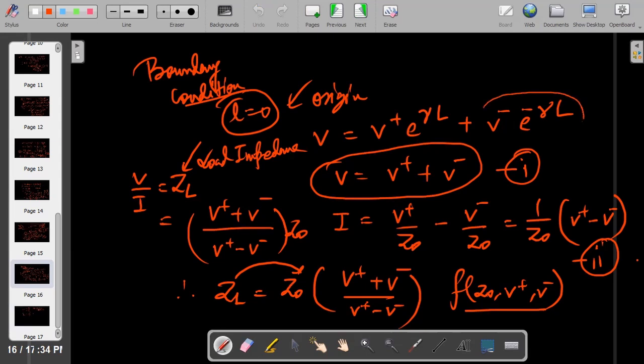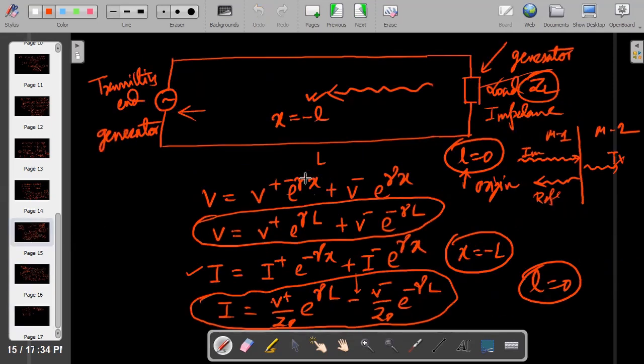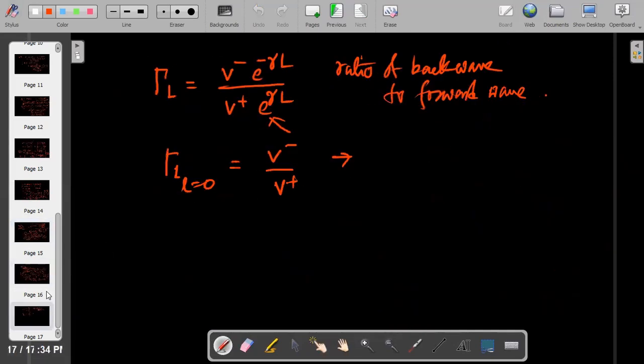Look here. I think you have confused with this X. X we are putting as minus L, na? Yes, sir, okay. So that's why. If you write in terms of X, it will be plus. X is minus L, so it is minus. So we can write gamma L at 0 is nothing but V minus by V plus.